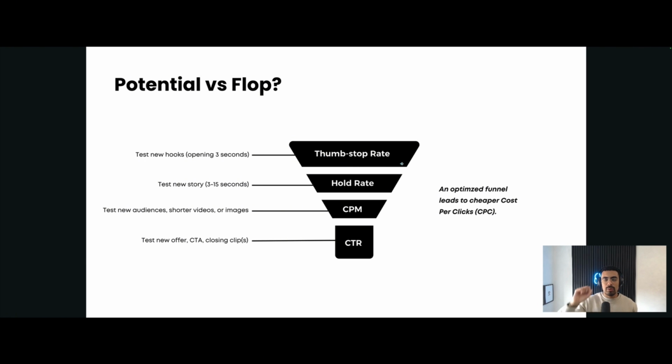Maybe you start the video and it's just your logo. Nobody cares about your logo. We are in an attention economy, and so if we can't hook somebody within the first 3 seconds, it doesn't matter how good the rest of your ad is. And so just by keeping the rest of the video the same, changing those first 3 seconds, we can make a bad ad turn good, high performing, okay? So this is how to understand whether your ad has potential or whether it genuinely is a flop.